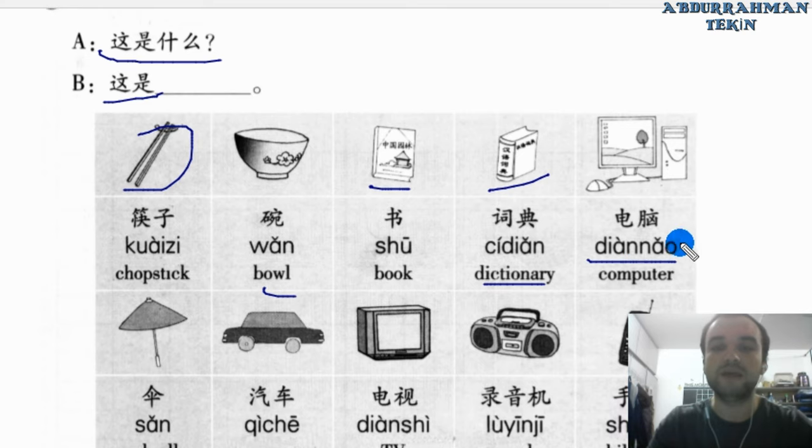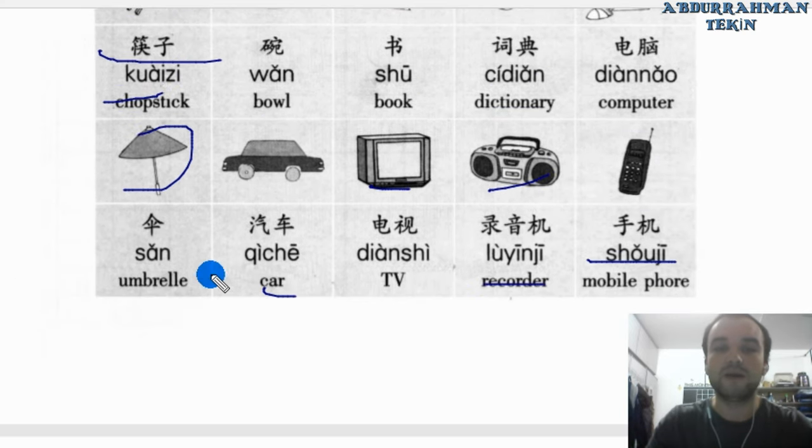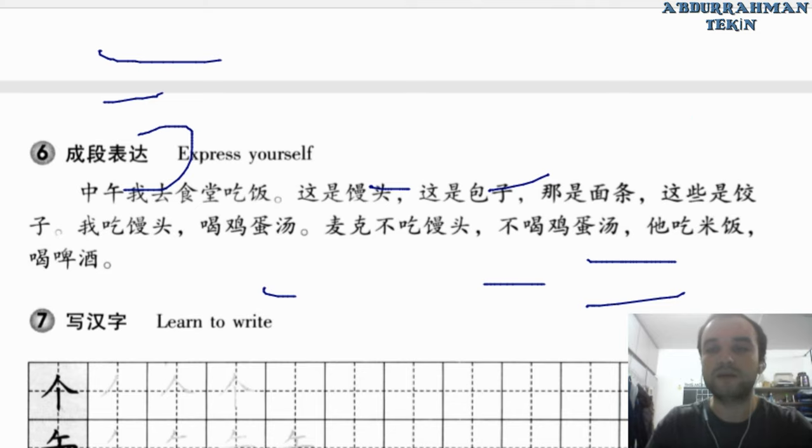这是电脑. This is a computer. 这是伞. This is an umbrella. 这是汽车. This is a car. 这是电视. This is TV, television. 这是录音机. This is a recorder. This is a radio, you can say. 这是手机. 手机 is mobile phone. This is a mobile phone. Okay, this is the last part here.